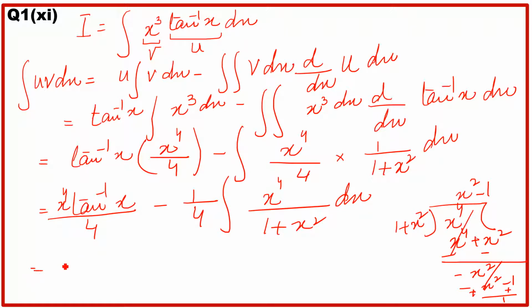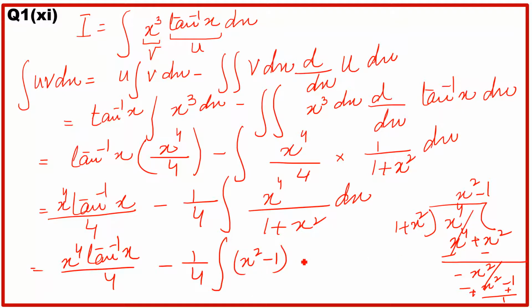So how can we write it? x4 tan inverse x divided by 4 minus 1 over 4, and now instead of this you have to write x square minus 1 and then plus 1 over 1 plus x square dx. Right? This one you have to show on the side, not in the question. You do not have to show this whole procedure here. You only have to write, instead of x4 divided by 1 plus x square, this expression. So see, now we will do separate integration of these terms.